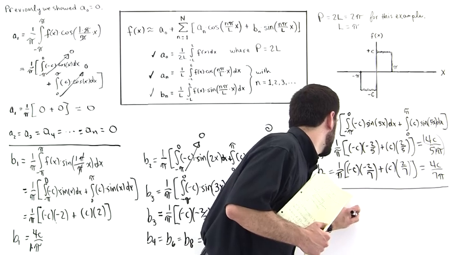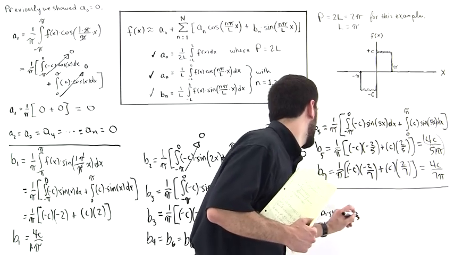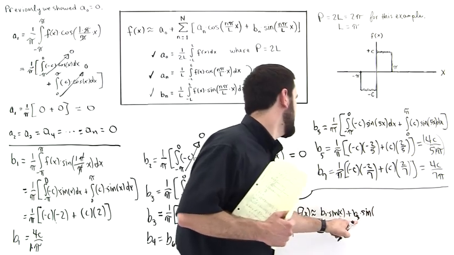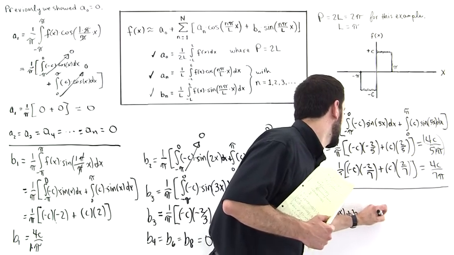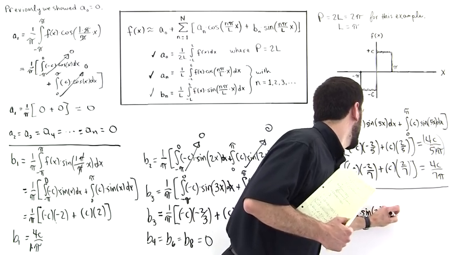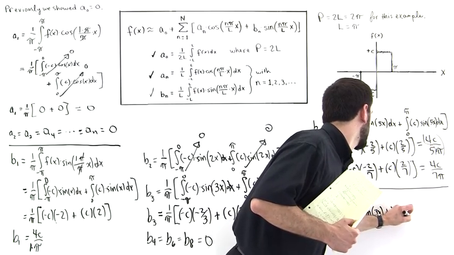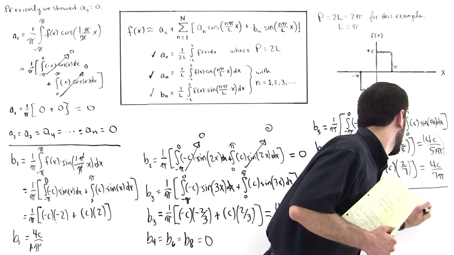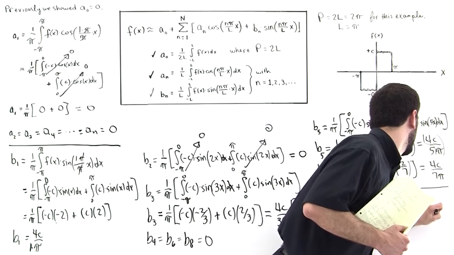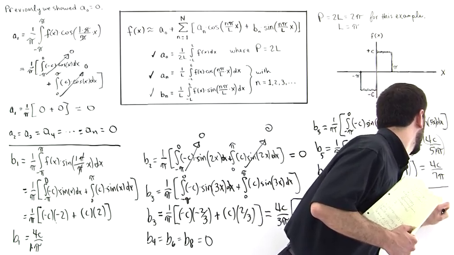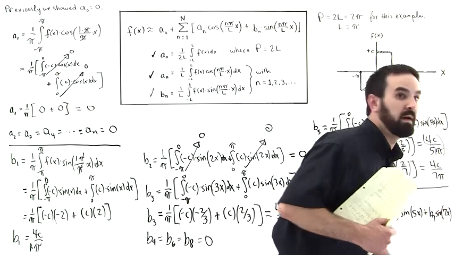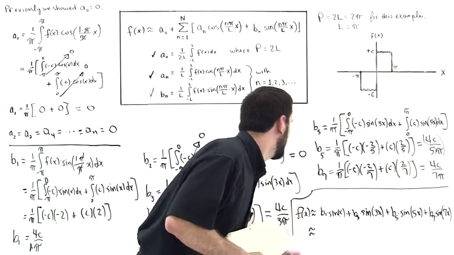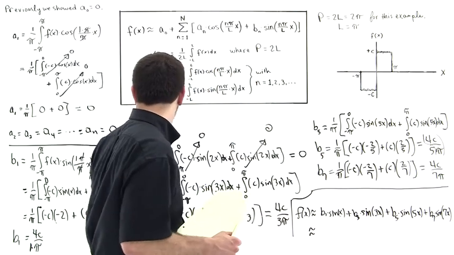So then this is plus b2. Well, all the even b's went away, times the sine of 3x. b3 times the sine of 3x. Plus b5 times the sine of 5x. Plus b7 times the sine of, did I make it in? Just barely, good. Okay, so now plugging in. The first one, 4c over pi.